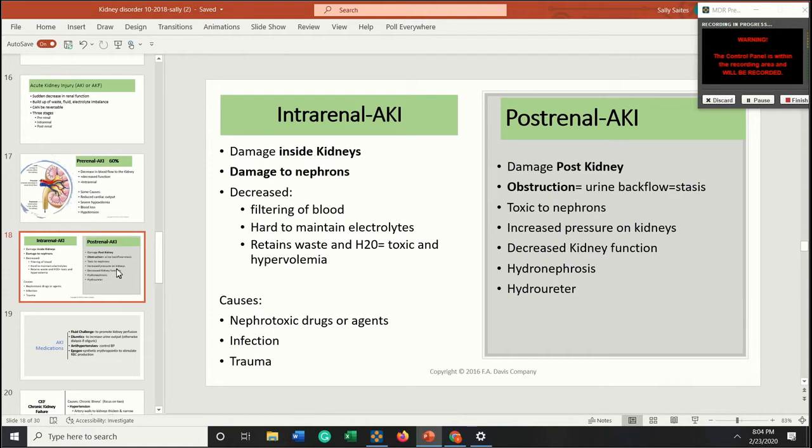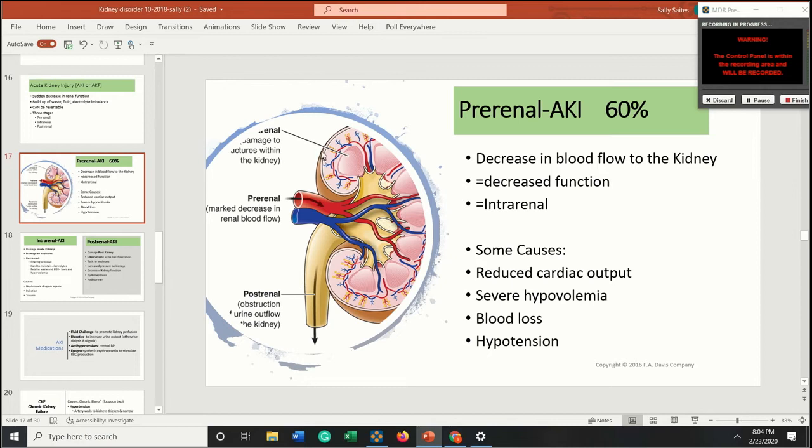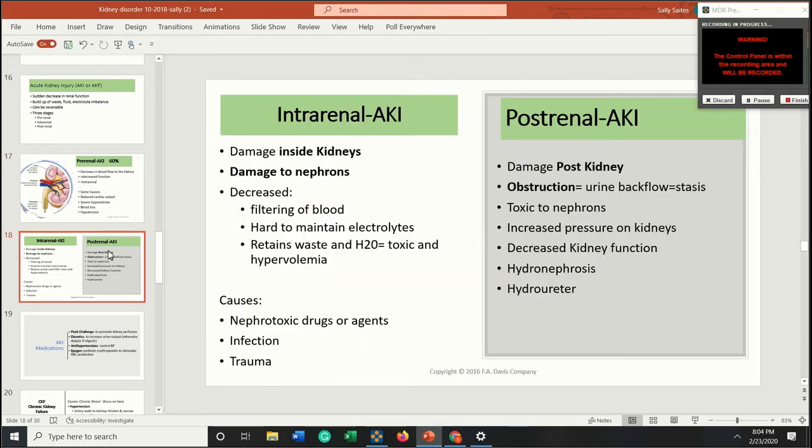So the intrarenal is damage within the kidneys. So right here, this picture, intrarenal is within the kidneys. So think about glomerulonephritis or an aminoglycoside antibiotic that causes kidney toxicity. Intrarenal causes problems with the function and the filtration of the kidney itself. And then we can talk about postrenal.